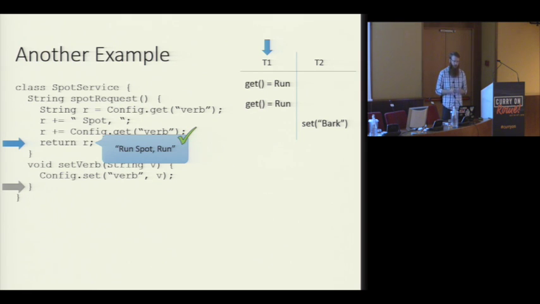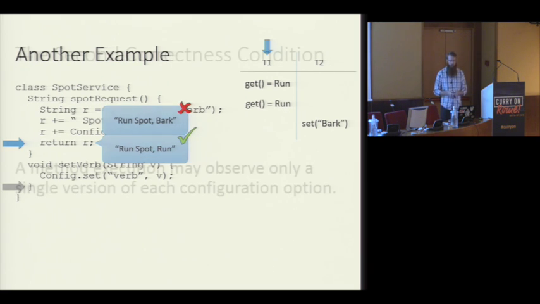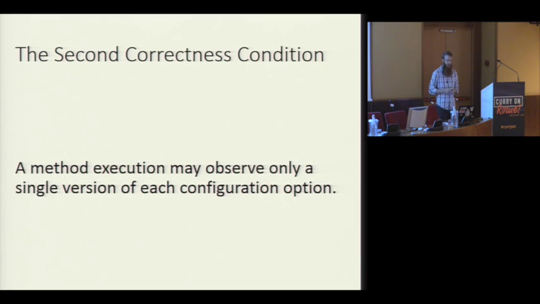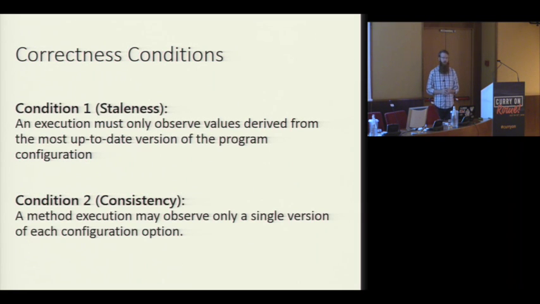We'd like to allow intuitively correct interleavings like this for performance reasons, while still ruling out inconsistent results like the one we saw in the previous slide. And so this gives us our second correctness condition, which states that a method execution may observe only a single version of each configuration option, not necessarily the most up-to-date version, but some single consistent version. Now together, these two correctness conditions form a specification of how our program may behave in the presence of dynamic configuration updates.